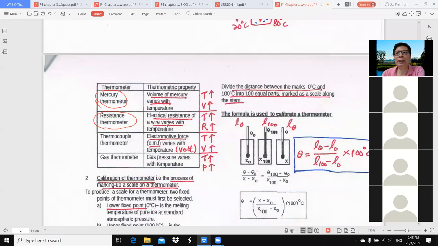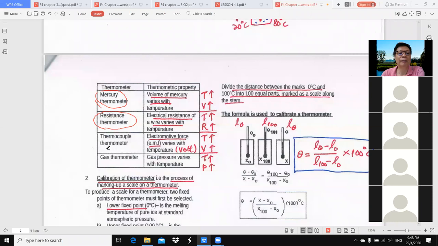So in most cases, normally it's like this. When the temperature is higher, the resistance becomes higher. So based on the resistance value, you can estimate the temperature. When the resistance is high, it means the temperature is high. When the resistance is low, it means the temperature is low. You can use it to measure temperature, understand?